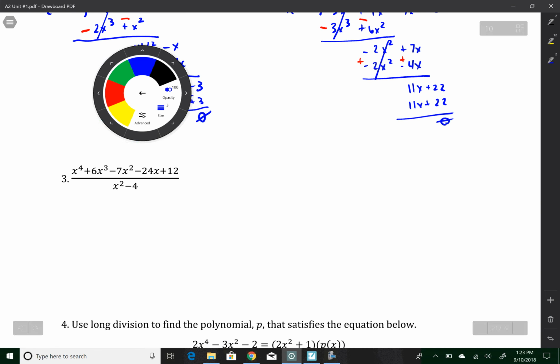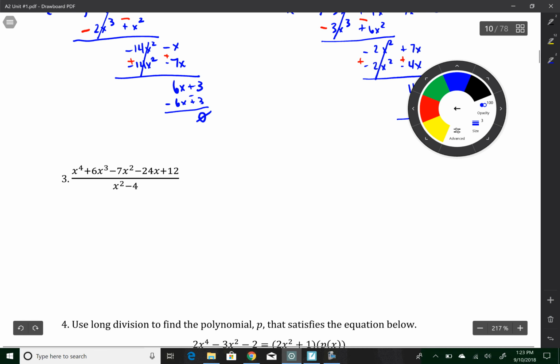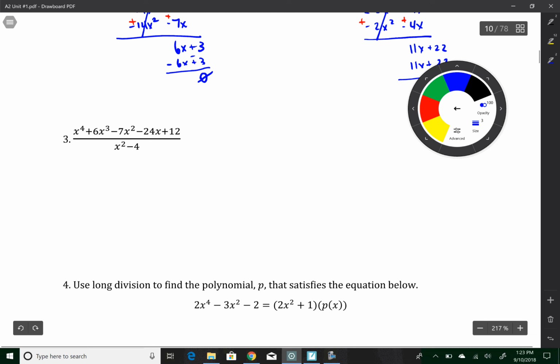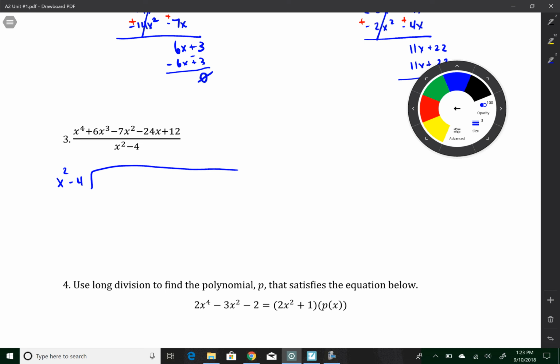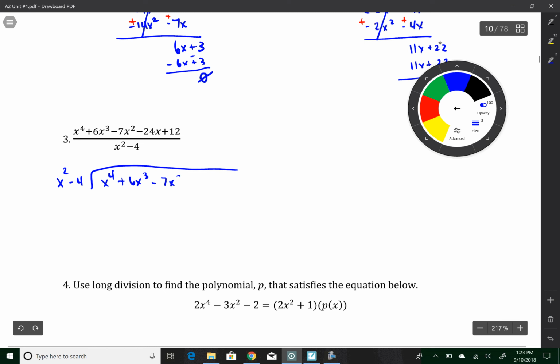Number 3 is only more challenging just because there are larger exponents involved. All right, same idea. So I'm going to put my x squared minus 4 on the outside. I know there's a missing term there, but we don't really care about the missing terms when they're on the outside of the division, just really when they're on the inside. Sometimes they don't even matter. So what multiplies by x squared to make x to the 4th? Well, that would be x squared.